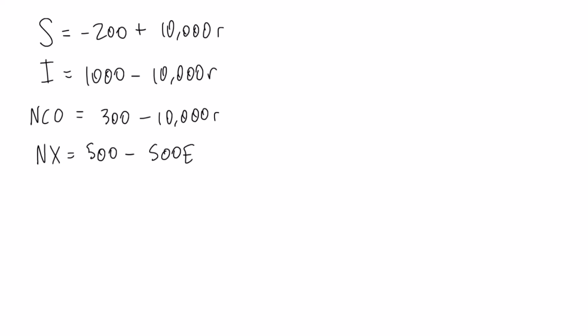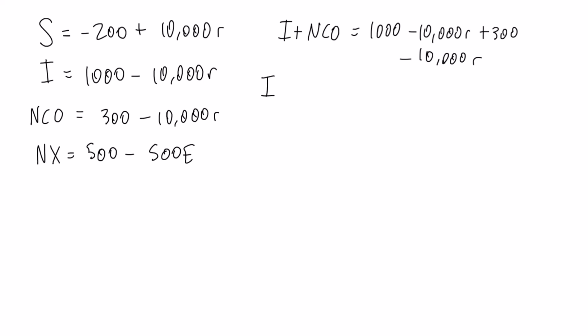We're going to start in loanable funds and recognize that the demand function in the loanable funds market is now I plus NCO, and so we're going to add those up. We'll have 1,000 minus 10,000 R plus 300 minus 10,000 R, and that will come out to 1,300 minus 20,000 R once we've collected all the terms.